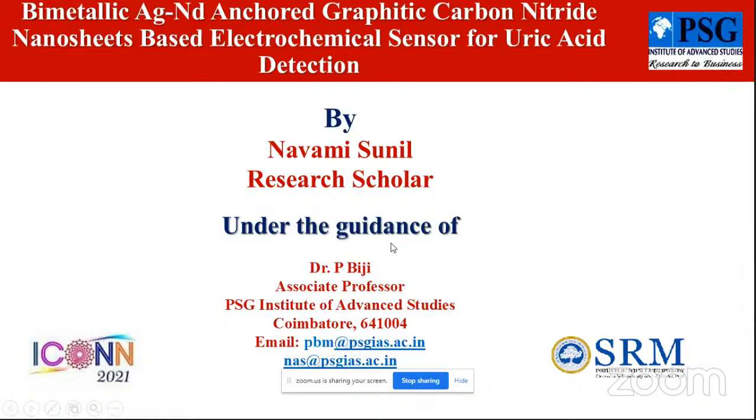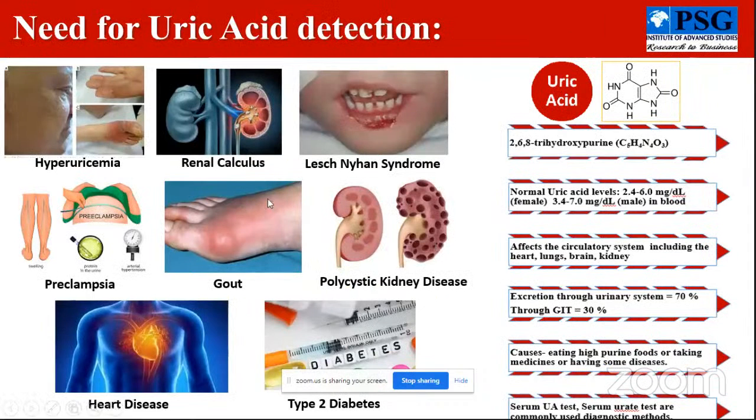For uric acid detection, under the guidance of Dr. PBG, PSG Institute of Advanced Studies. So in this slide, I'll be explaining the relevance of my work, that is, the need for uric acid detection. Uric acid is 2,6,8-trihydroxypurine, and the normal uric acid level in blood ranges from 2.4 to 6 mg per dL in females and 3.4 to 7 mg per dL in males.